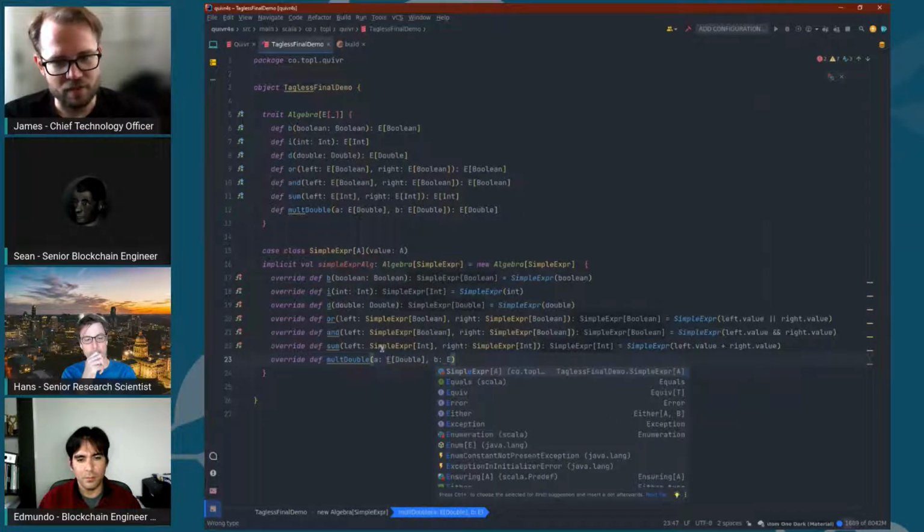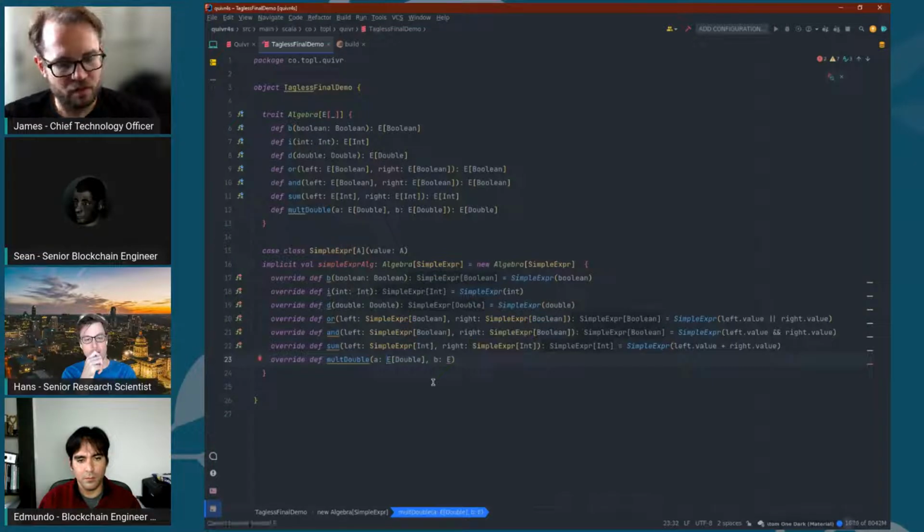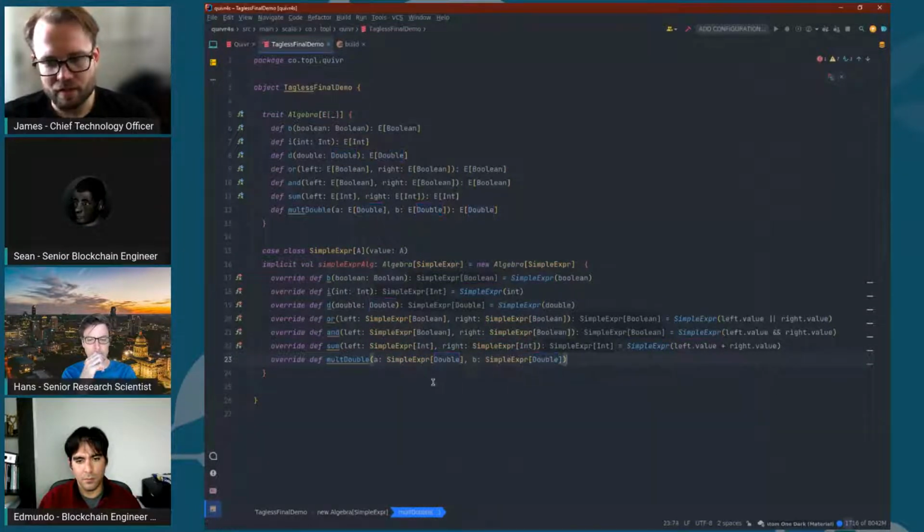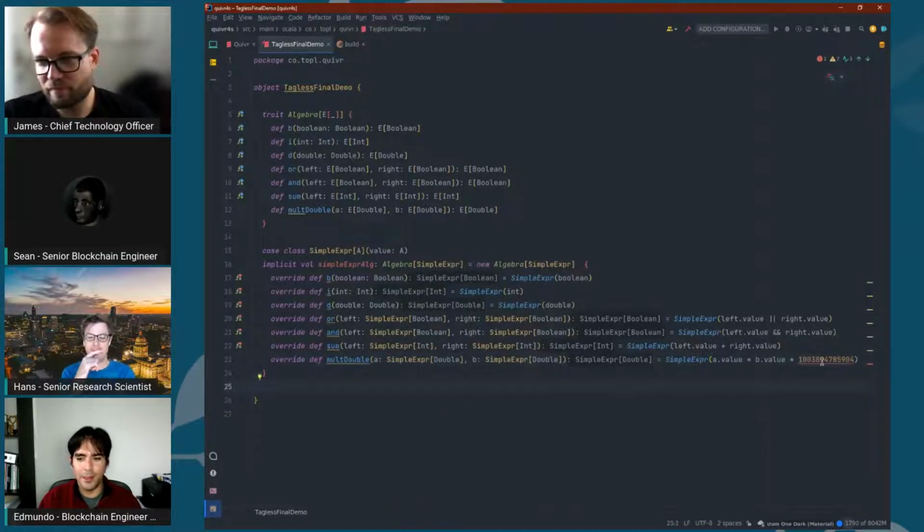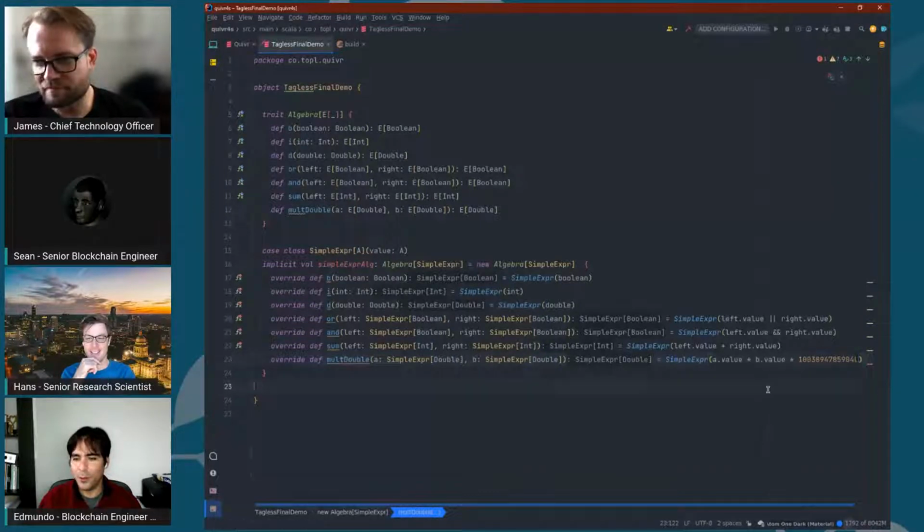It's not E, is it? It's SimpleExpr. Now we have to find our... we're gonna make another little learning example though. This is A, this is B, and this is SimpleExpr of Google. And then I'm gonna say that it's mults, but the best part is that you get to do whatever you want, because you have left dot, you have A dot value times B dot value times 100 and whatever, right? Put an L at the end, otherwise it won't work. Or make it a short.